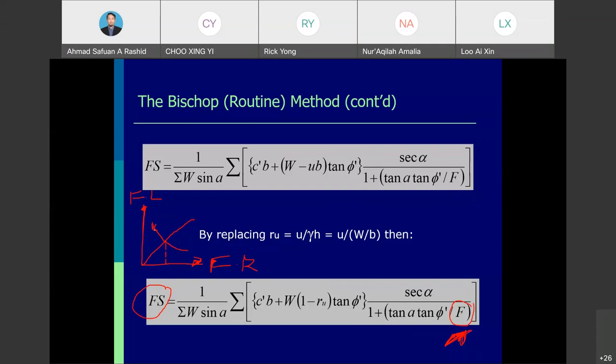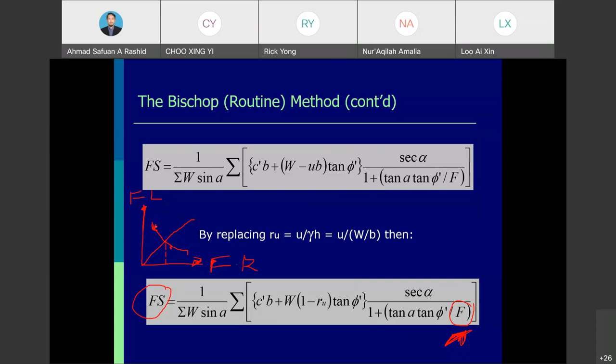So this is the first point. Let's say this is the second point, and this will be the third point. If we only calculate two times, we are not sure whether it is a linear or non-linear relationship. That's why we need to run at least three attempts.